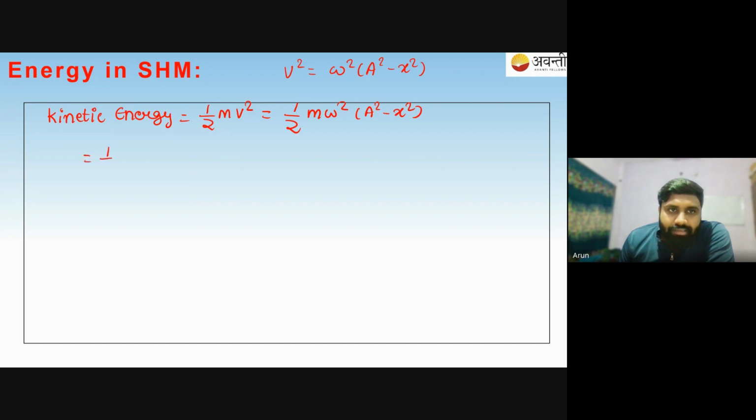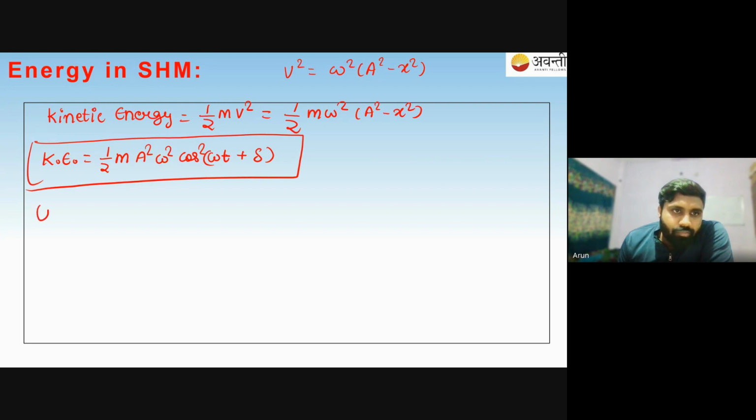Another formula, you can take half mv square, and v is equal to a omega cos omega t. So it will become 1 by 2 m a square omega square cos square omega t. So this is kinetic energy. For a general value, you can take it as omega t plus delta.